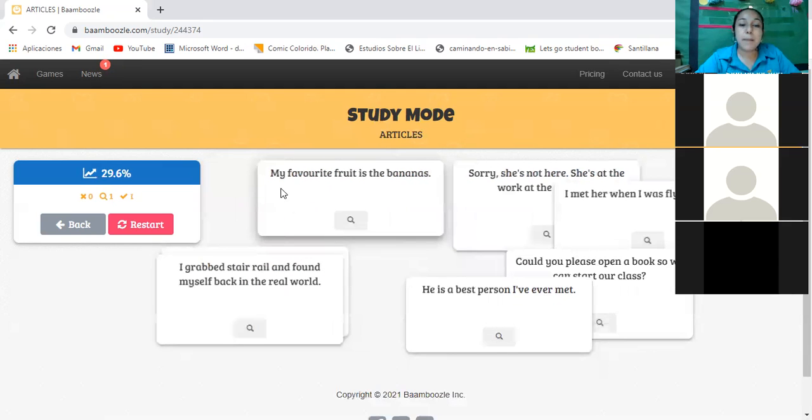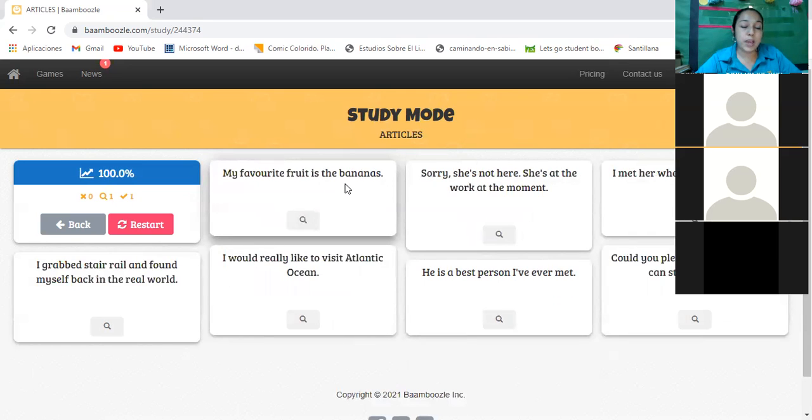Okay, next one. My favorite fruit is the bananas. Okay, do you think this sentence is correct? My favorite fruit is the bananas. Okay, what do you think? In Spanish, the majority of the time we mention the article "la," "le," yes? Even when we mention a proper noun. Okay, "la Sara me dijo," yeah? We use this expression, but it's not correct in English, yeah? My favorite fruit is the bananas. What is the correct sentence? My favorite fruit is bananas, okay? So in that case, we eliminate the article the.